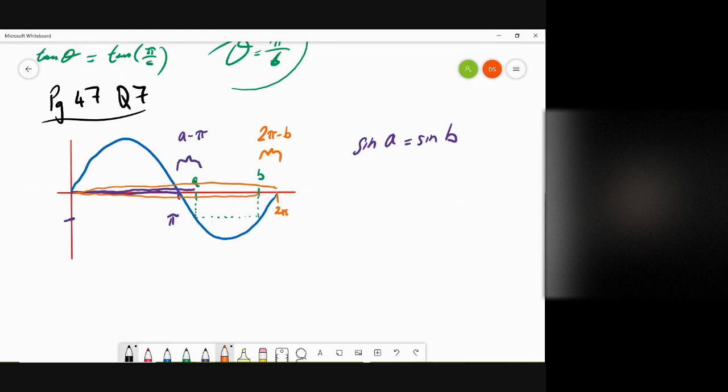Are they the same? Yes, they are. So what I can then do is make the equation: A minus pi is equal to 2 pi minus B. Right, can you write one in terms of the other now? I'll add pi to both sides. A is equal to 3 pi minus B.